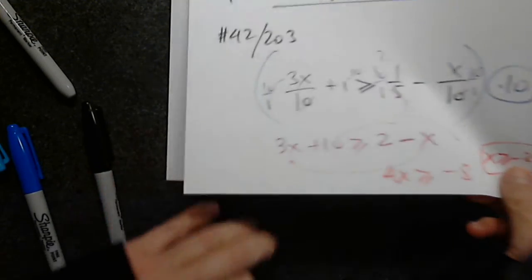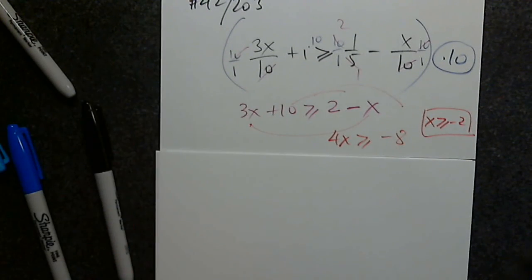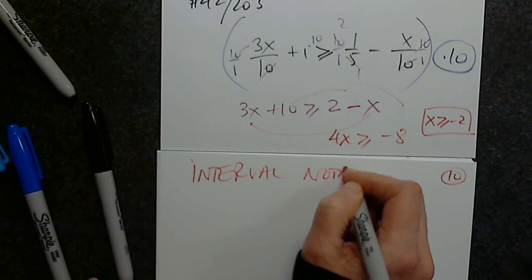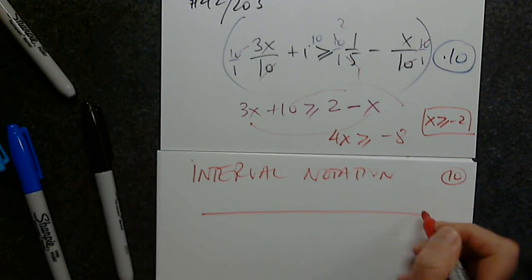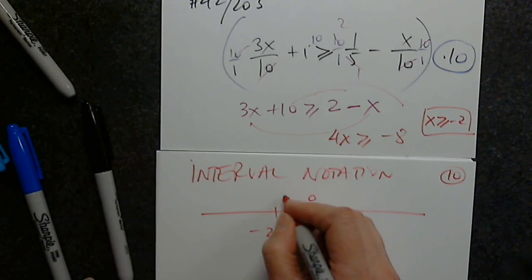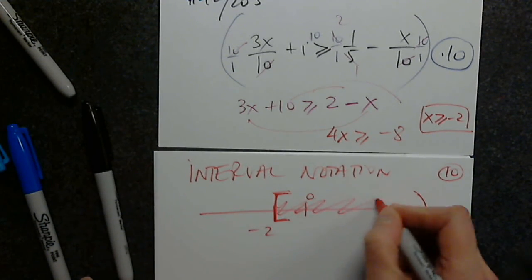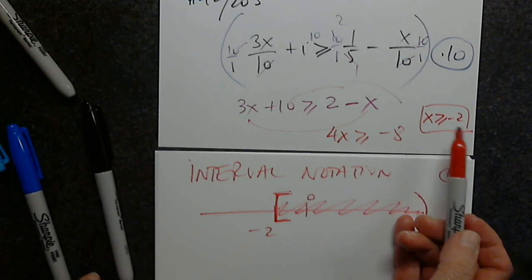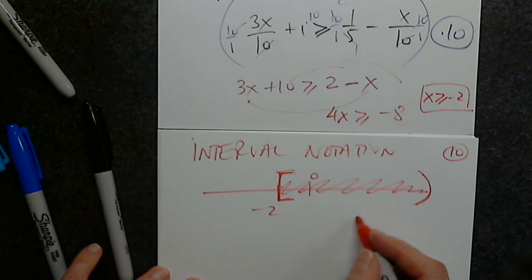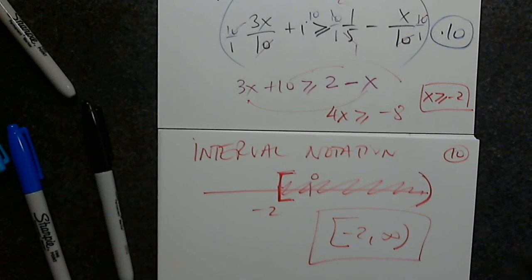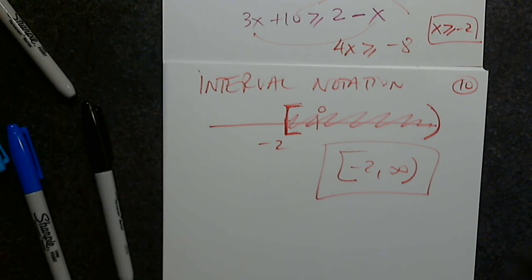Now, the final step here is to use the interval notation. So look at the real line. This is 0. This is -2. I don't care for units. So this is what we are interested in. That's what it says: -2 or above. And this is the interval notation. Any questions?